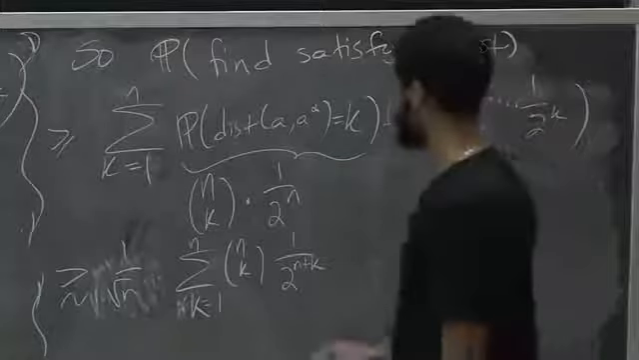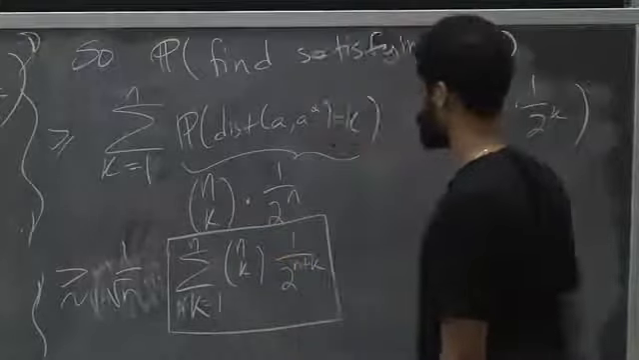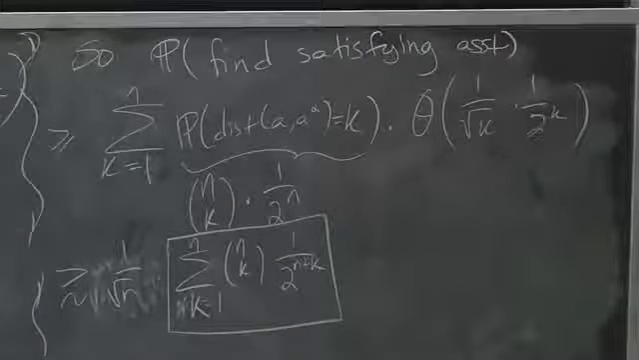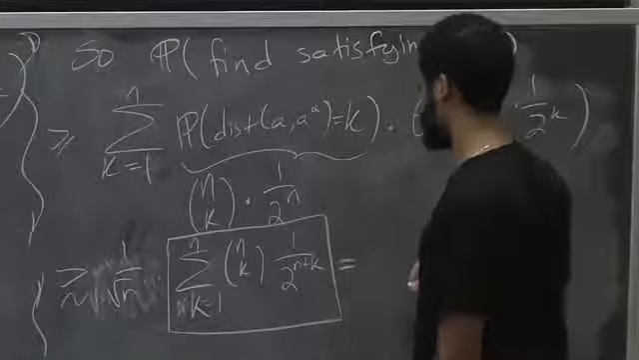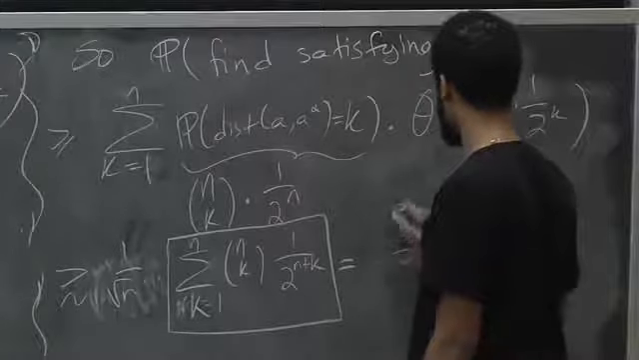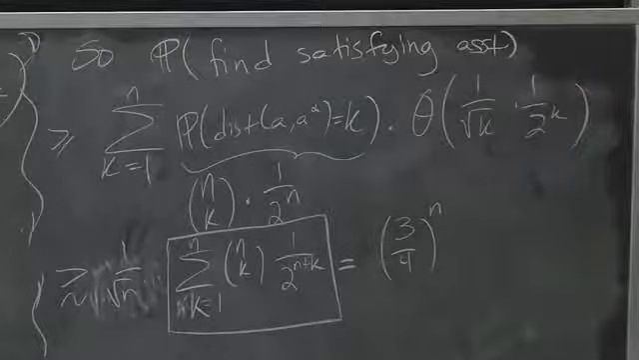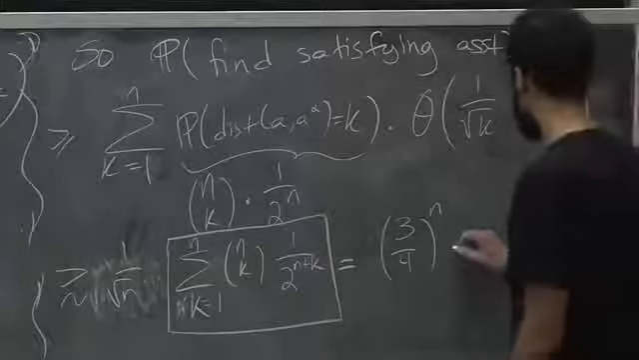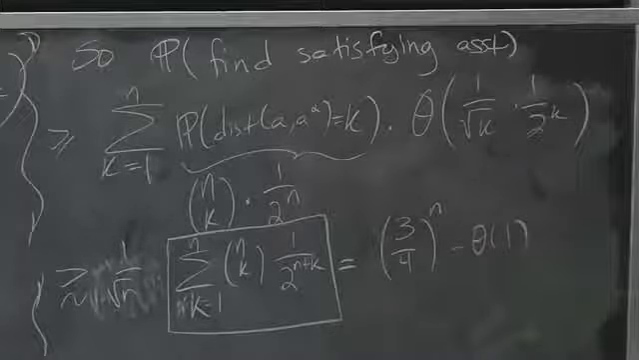Okay, so this thing I claim is basically equal to 3/4 to the n minus some constant. Why is that the case? Does anyone see this? There's just a slight trick here.